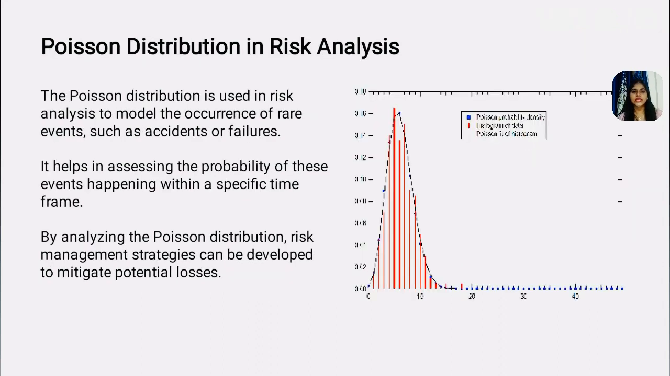Poisson distribution in risk analysis. The Poisson distribution is used in risk analysis to model the occurrence of rare events such as accidents or failures. It helps in assessing the probability of these events happening within a specific time frame. By analyzing the Poisson distribution, risk management strategies can be developed to mitigate potential losses.